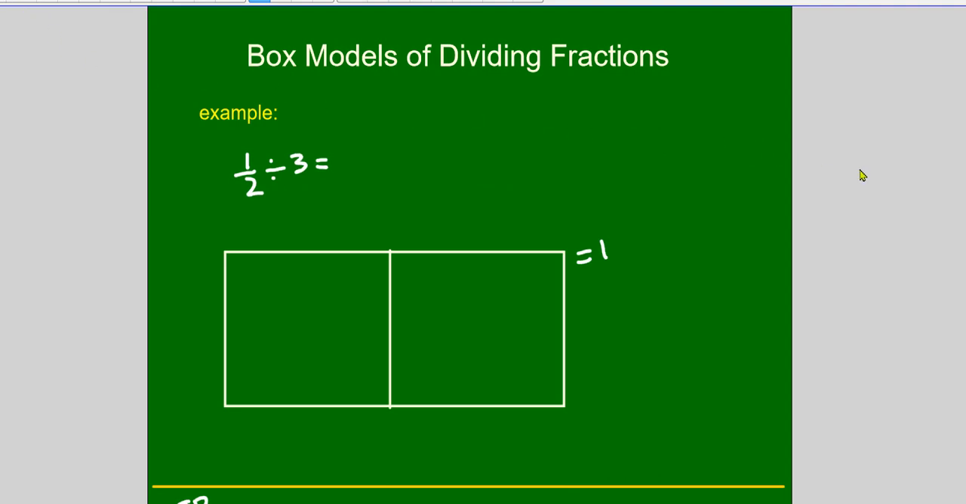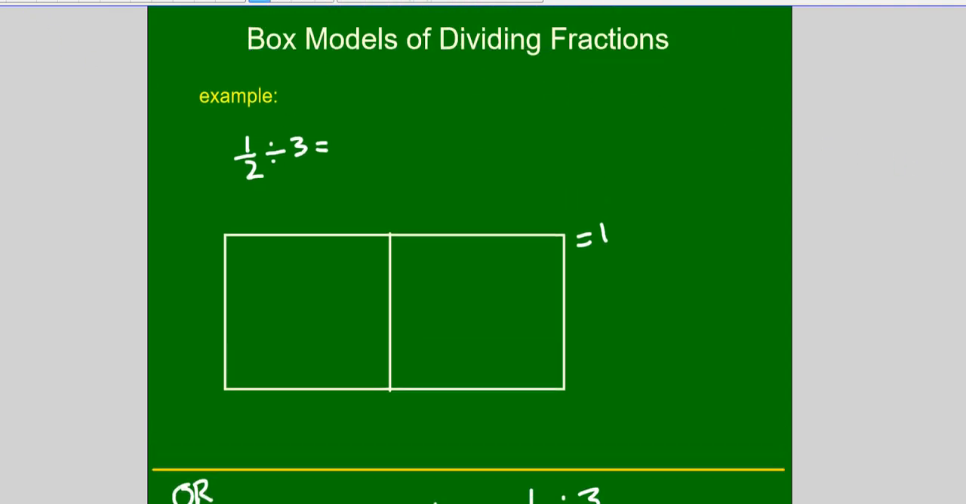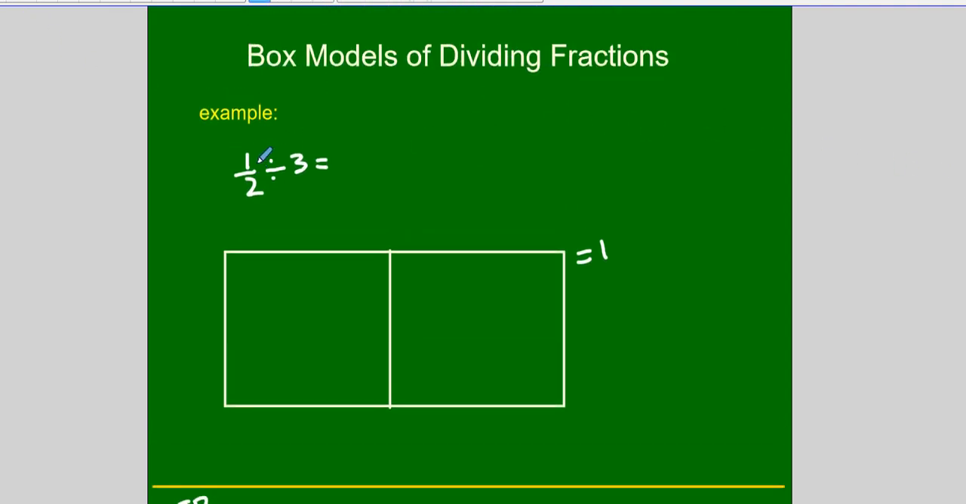Okay, so I have a box model for dividing fractions. I'm going to show two ways to think of this first example. I'm going to think of this as breaking 1/2 into 3 equal parts, and the answer is going to be the size of each part. This is representing one whole, this is a half. So what I'm doing is dividing it into three equal parts.